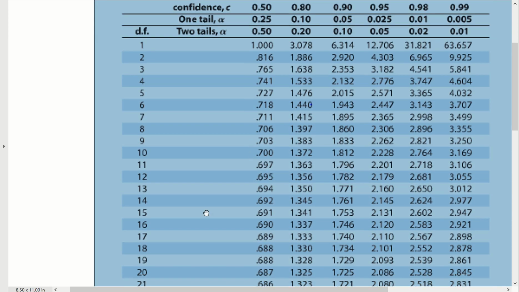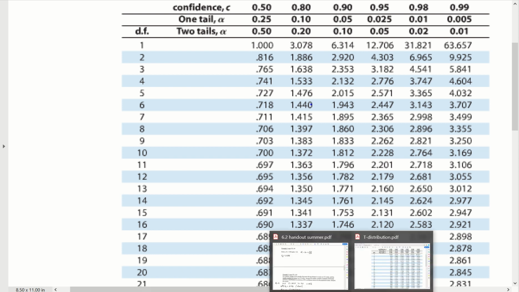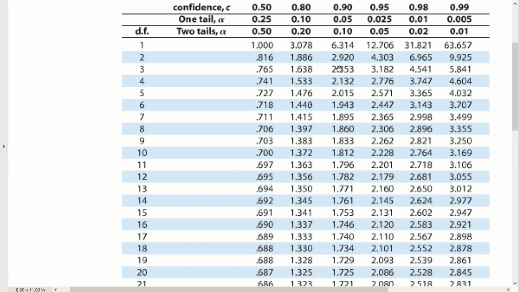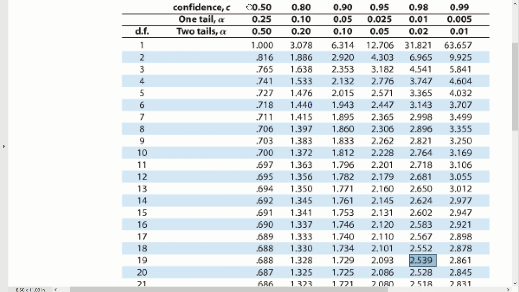For those of you that have the TI-83 calculator, you would do this using the t-score chart. If we have 19 degrees of freedom, that would be this row here. And we said that we wanted the 98% confidence interval. So 19 degrees of freedom is here. 98% would be right there. That also produces a t-critical value of 2.539. Just go across the top level of confidence, 0.98, 19 degrees of freedom.